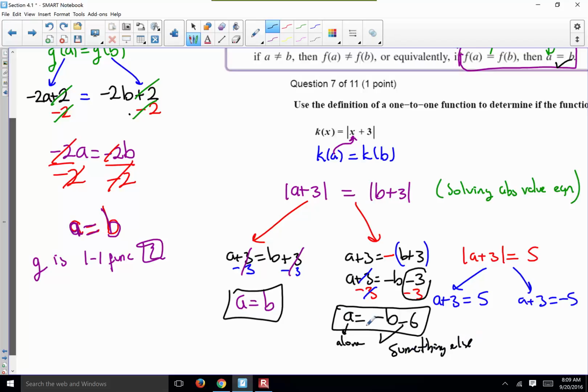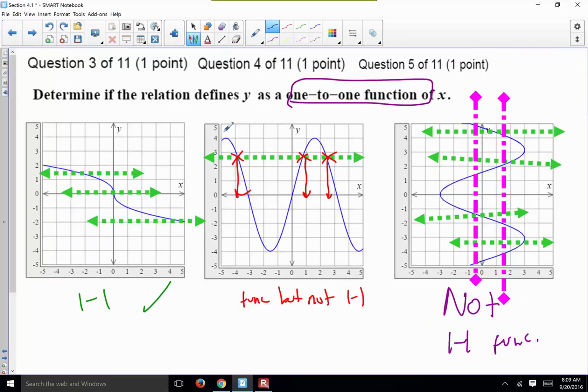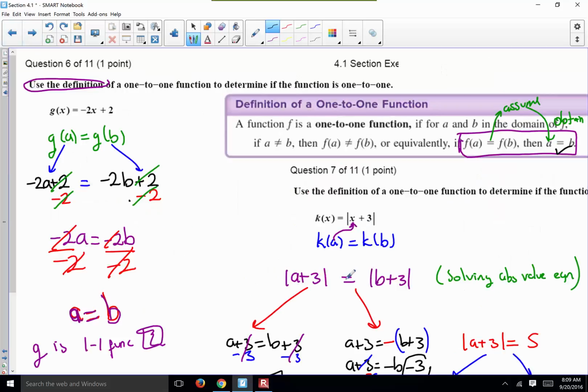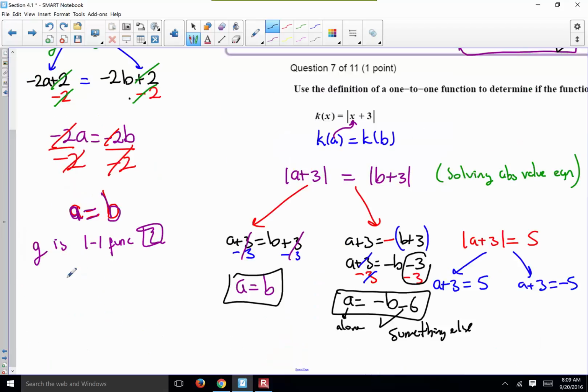So a has two different values for a single y. Like a single y value, like this one, went to one a here and another a here, right? This is a single y. Look, we started with a single y. We set them equal, but ended up with two different a's: a is this value, and then negative of that value and minus 6.